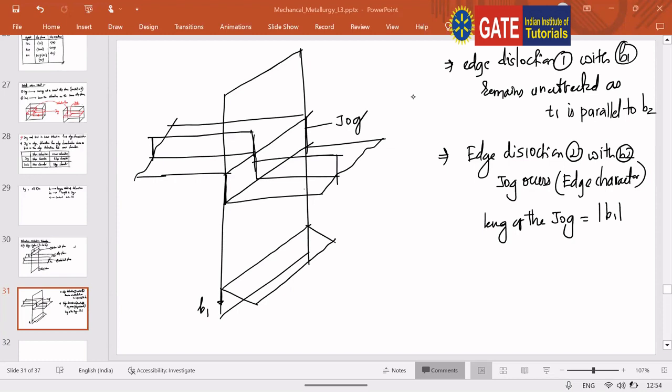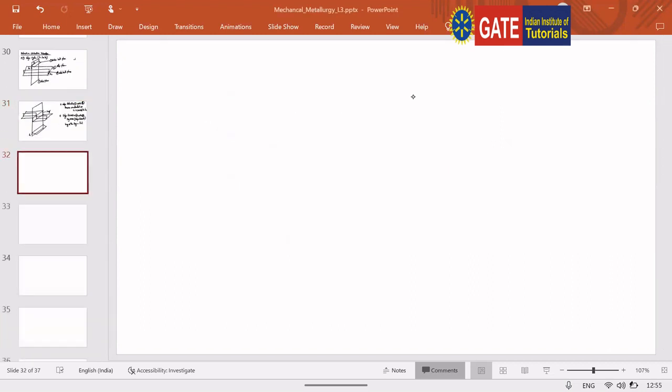So now, I hope it is clear that if two edge dislocations are crossing or interacting with each other, where B1 is perpendicular to B2, what will happen? Now we'll take an example where B1 is parallel to B2. Write down the heading: edge dislocation, B1 is parallel to B2.